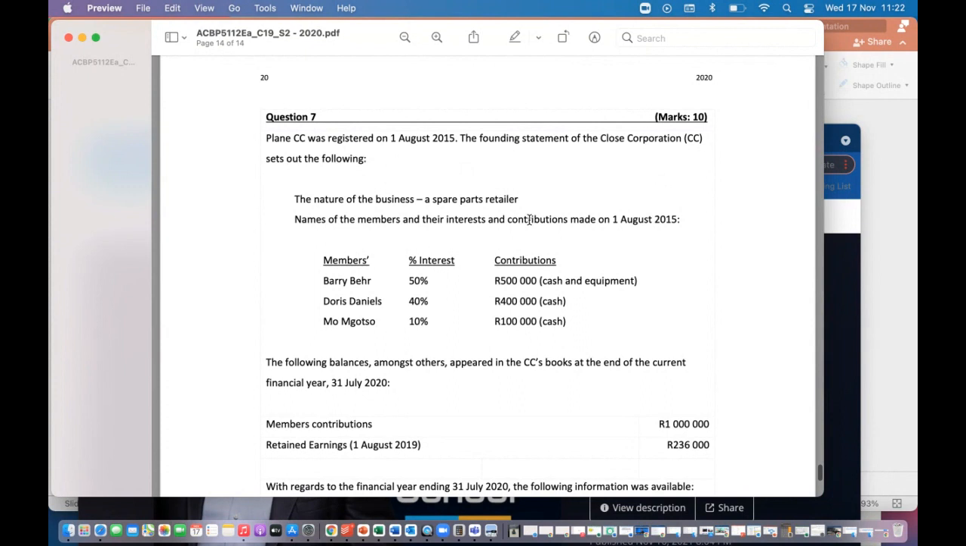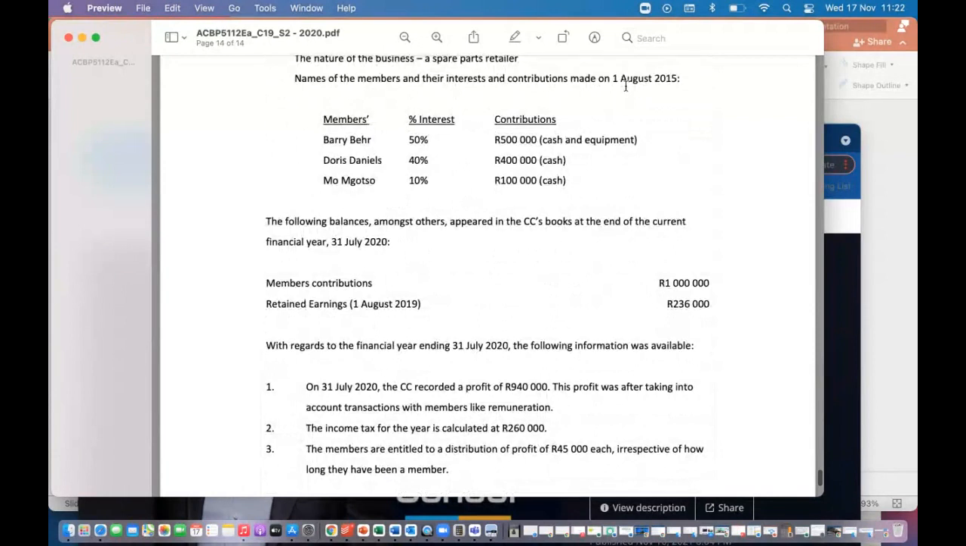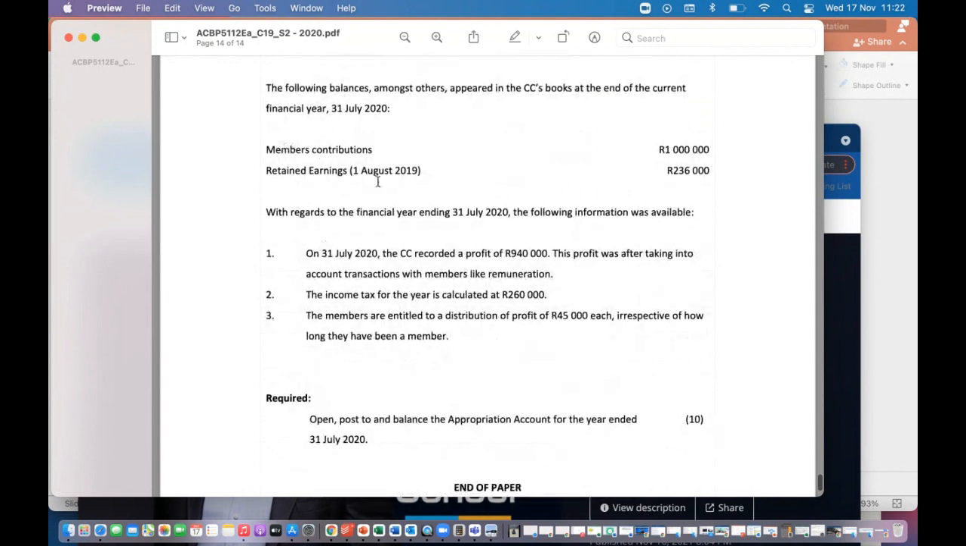Okay, the nature of the business, a spare parts retailer, the names of the members and their interests and contributions made on 1 August 2015. Okay, this is not relevant per se for us, except for when we want to distribute the profits. Okay, the following balances amongst others appear in the CC's books at the end of the financial year. Okay, member contributions. Okay, and then retained earnings, and then obviously there's this information.